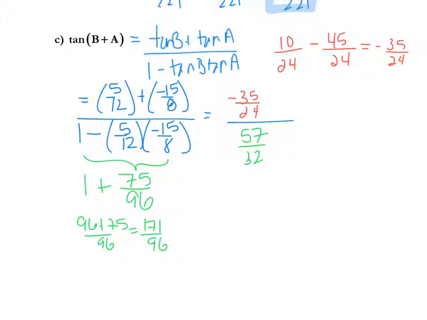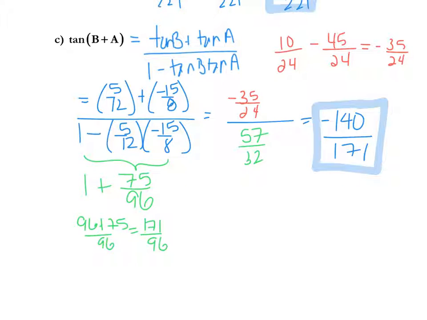Okay, then once we get there, you can multiply by the reciprocal, and we should get negative 140 over 171. Okay, once again, I know these numbers are big and they're tough. These numbers won't be as difficult on the quiz and the test. Okay. All right, last page we have to talk about is verification.